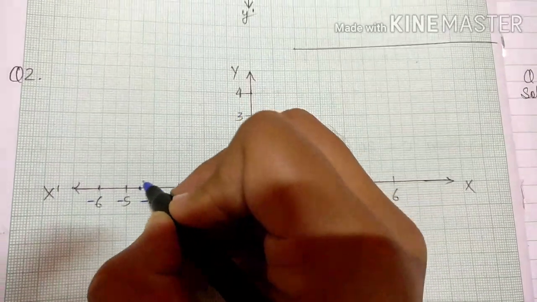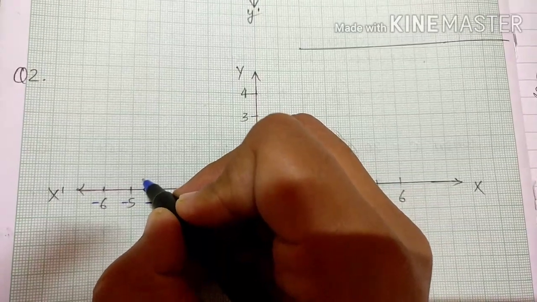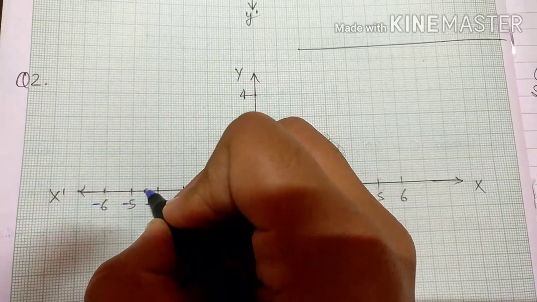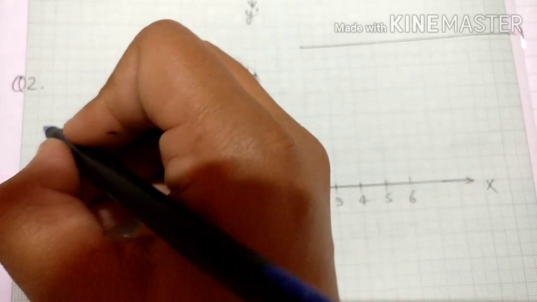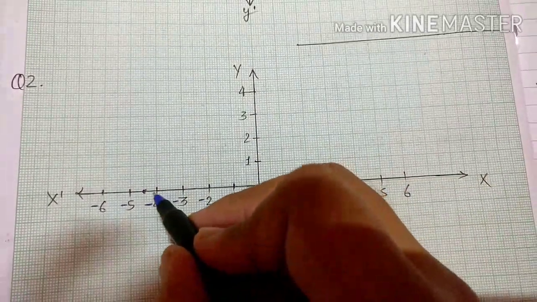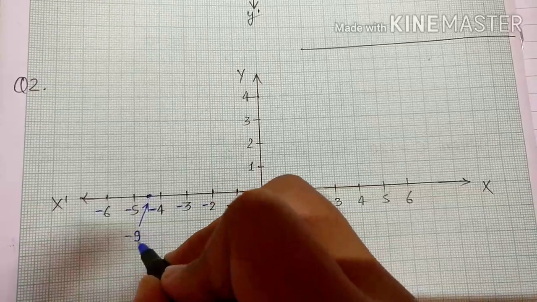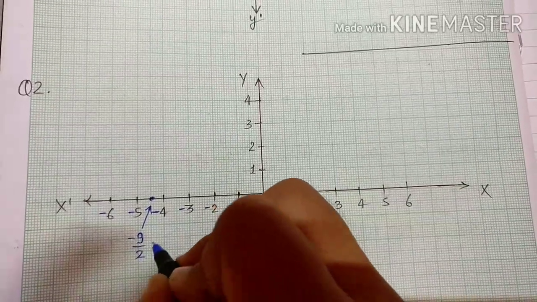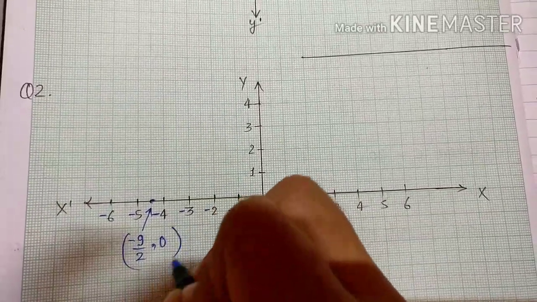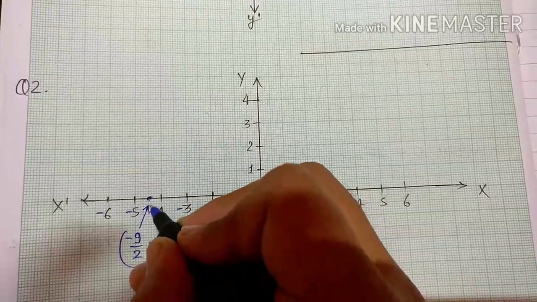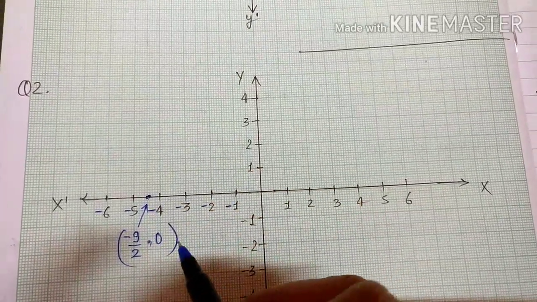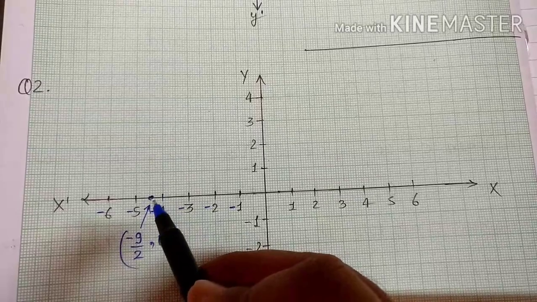This is the point which shows minus 9 upon 2 comma 0, where 9 upon 2 is 4.5, so minus 4.5. This is the point because the value of y is 0, so it will come here only. Second solution is minus 9 upon 2 comma 1. Minus 9 upon 2 is here only.